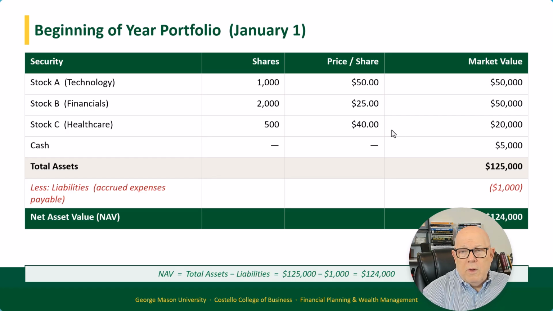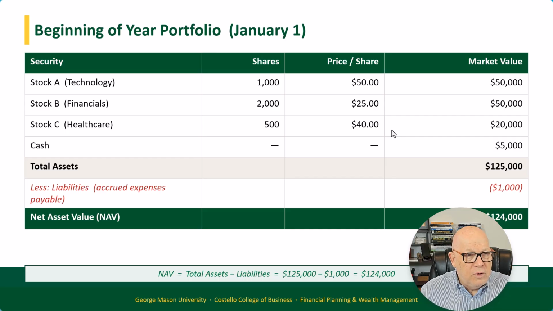So here's our portfolio. It's a small mutual fund. It only has $125,000 in assets. It holds 3 different types of stocks. So this is fairly concentrated, but I don't want to give you a portfolio of 500. It would make the spreadsheet not fit on the slide. So we're going to have 3 stocks and some cash. The total value of all of those securities is $125,000.